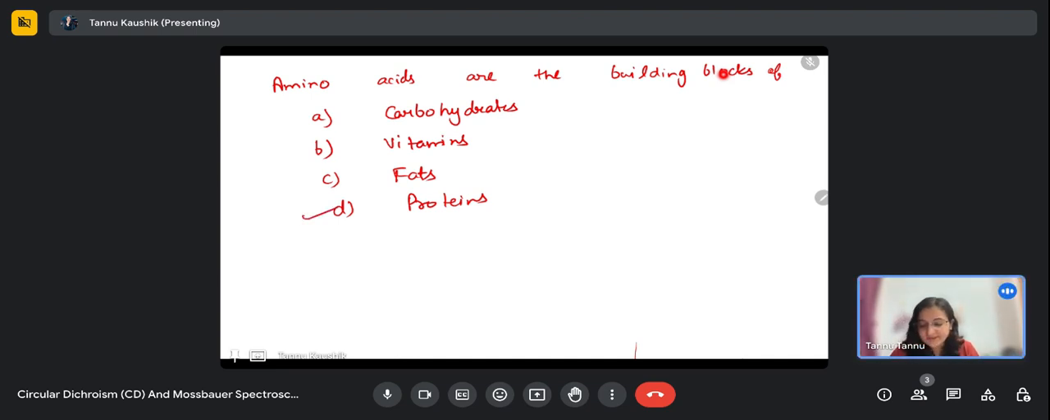So the next is, the functional group which is found in amino acid is carboxylic acid, amine, CH3, and the D answer is both A and B. So this is both A and B. Yes, both carboxylic acid and amino group.